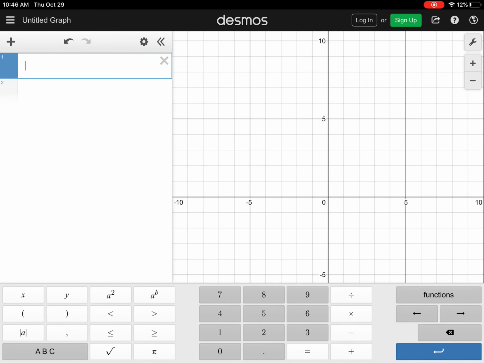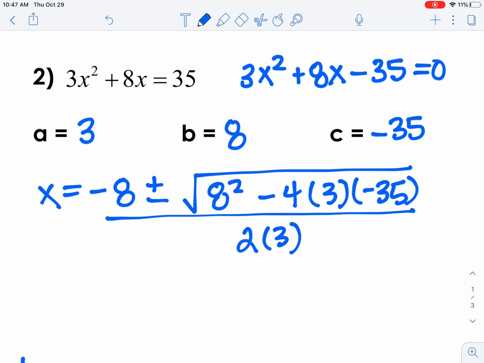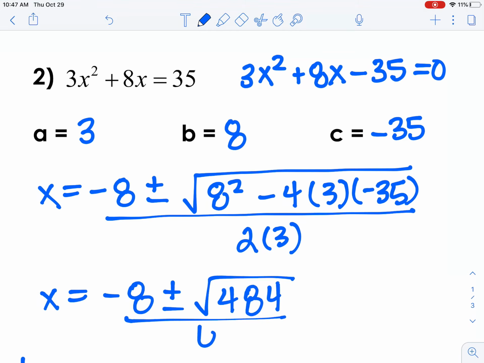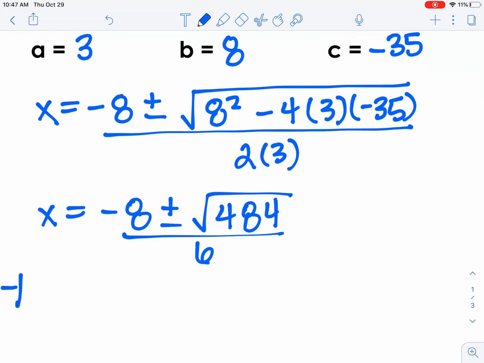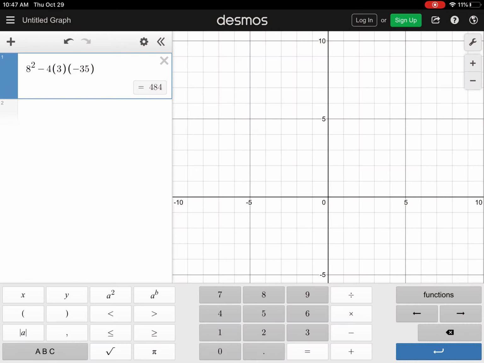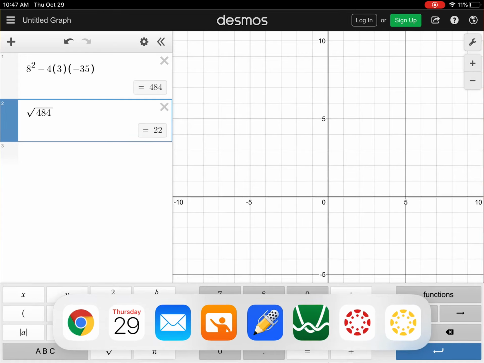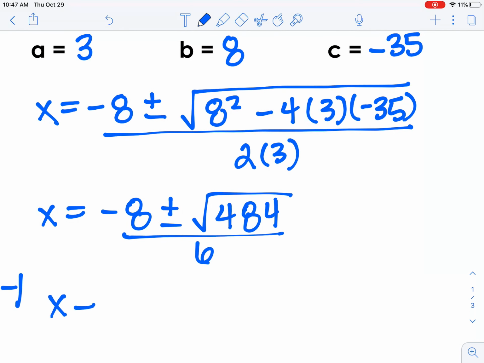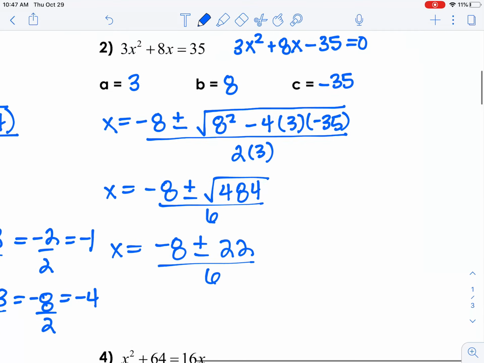So 8 squared minus 4 times 3 times negative 35 is 484. Ooh, that's a big number. So x equals negative 8 plus or minus the square root of 484 all over 6. Now, I don't personally know if 484 is a perfect square, so I'm going to go back to Desmos and see if I take the square root of 484, yep, 22. So now I have x equals negative 8 plus or minus 22 over 6.